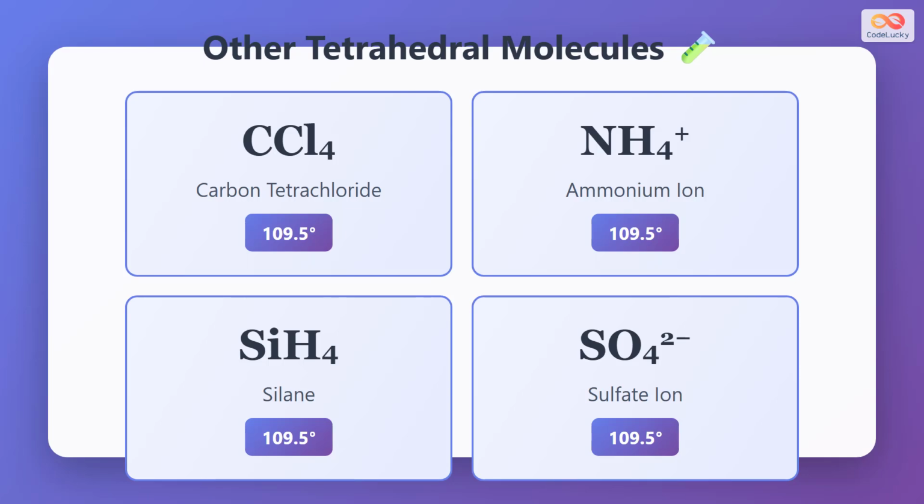Methane isn't the only tetrahedral molecule. Carbon tetrachloride, CCl₄, has chlorine atoms instead of hydrogen, but maintains the same tetrahedral shape with 109.5-degree bond angles. The ammonium ion, NH4+, also shows perfect tetrahedral geometry. Silane, SiH₄, follows the same pattern with silicon as the central atom. Even the sulfate ion, SO₄²-, exhibits tetrahedral geometry around the central sulfur atom.